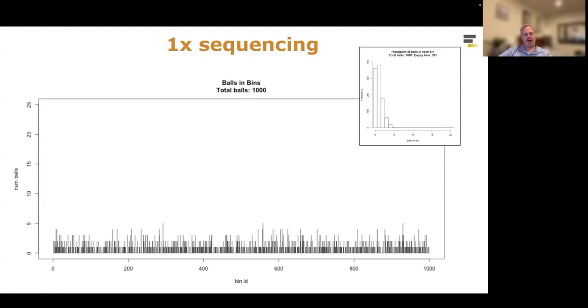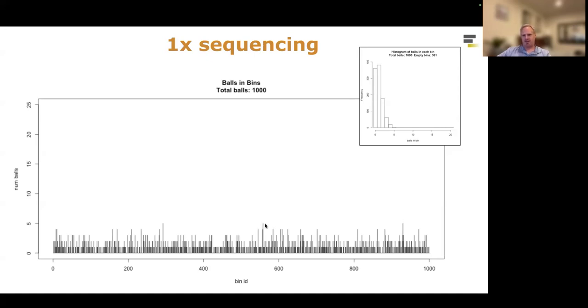Now, I've distributed 1,000 balls into 1,000 bins, so of course, on average, there is one ball per bin. That's the average. But some places have a bit more. So here's a place where there's two, three, four, five, maybe six balls that have been distributed into this bin.